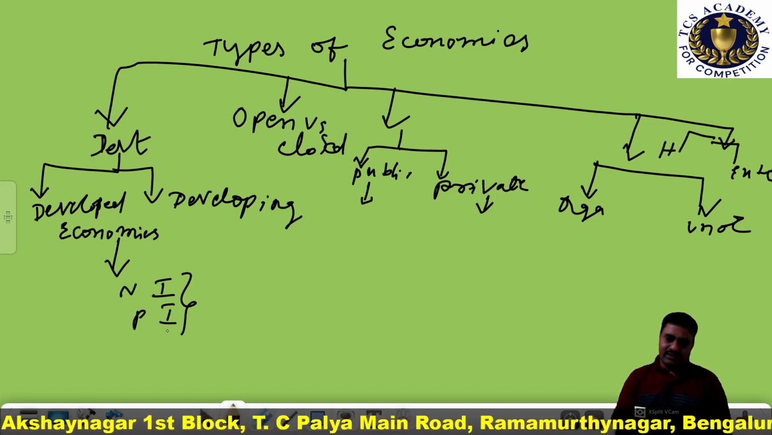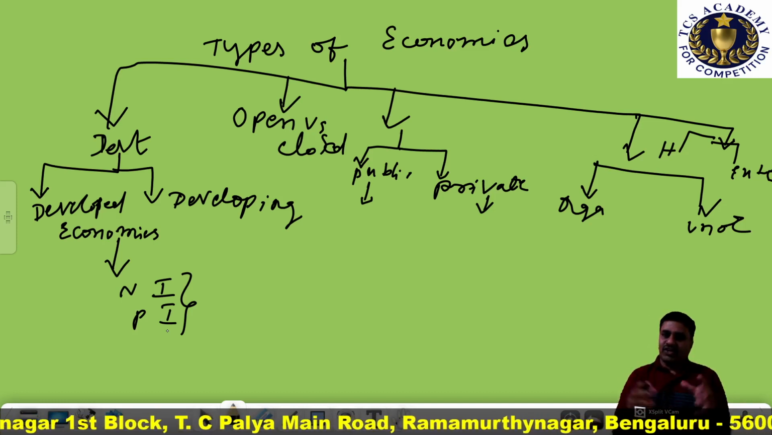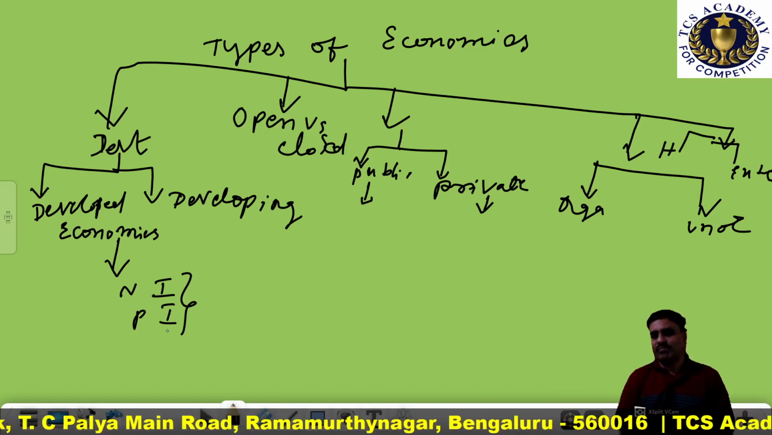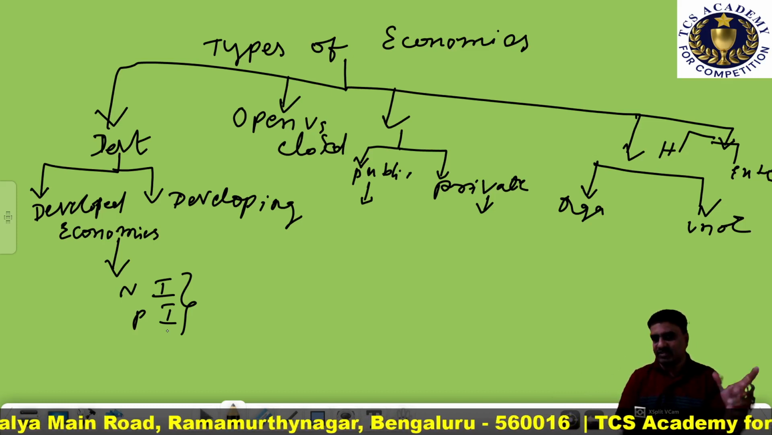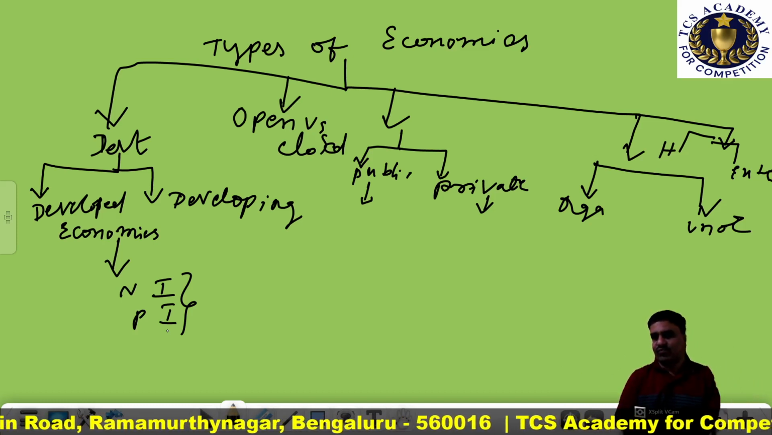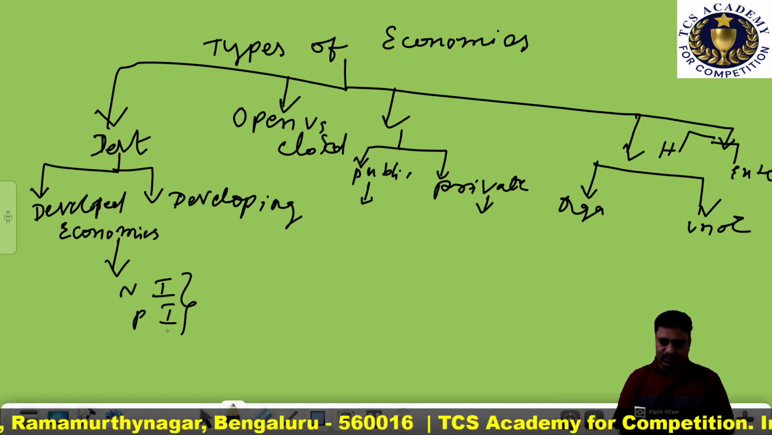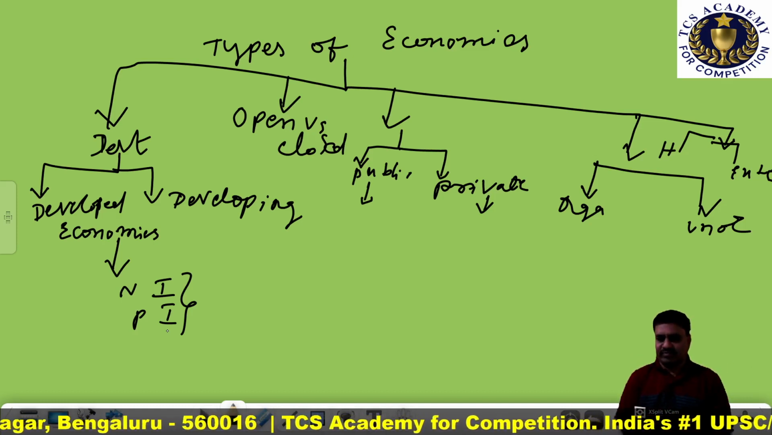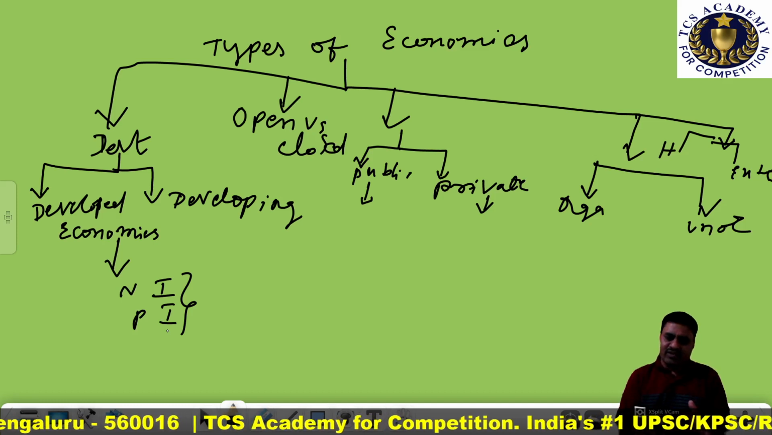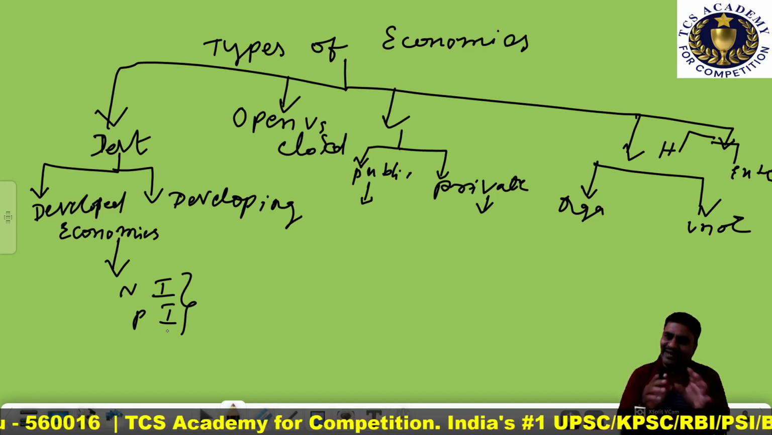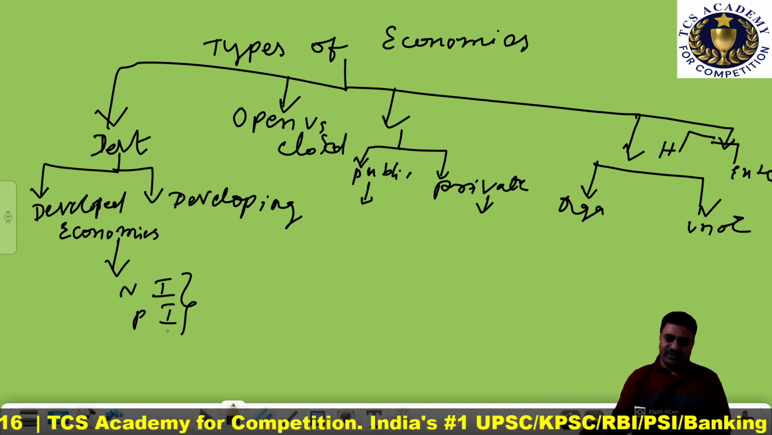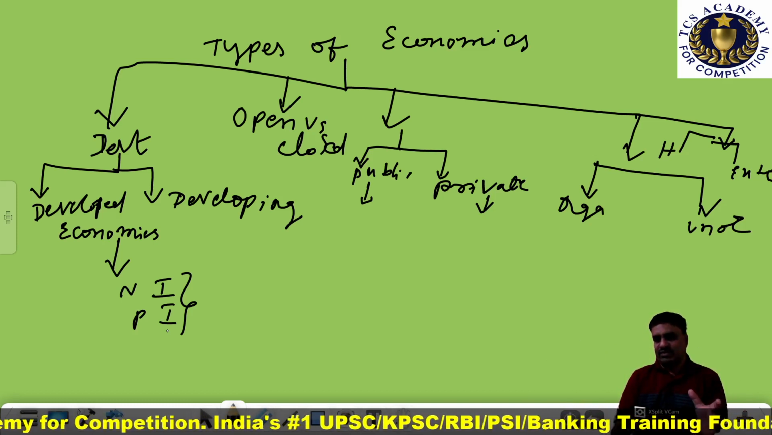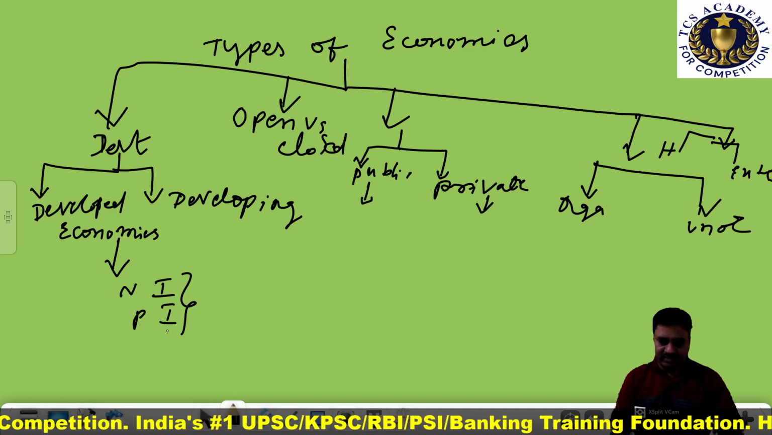Russia-Ukraine war. So many economic sanctions were imposed on Russia because of the declaration of war against Ukraine. North Korea is a closed economy because the North Korean economy does not have any economic transactions with the rest of the world. Most of the countries nowadays are open economies, right?